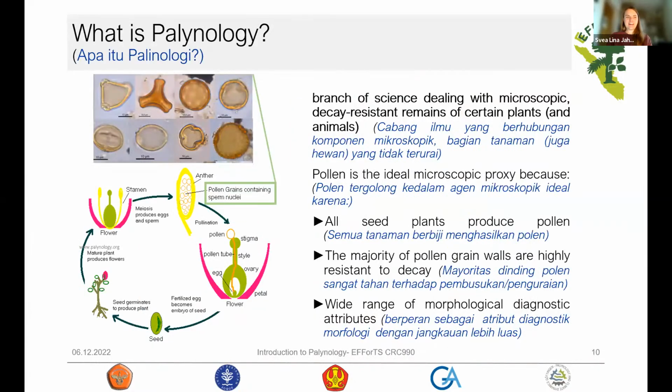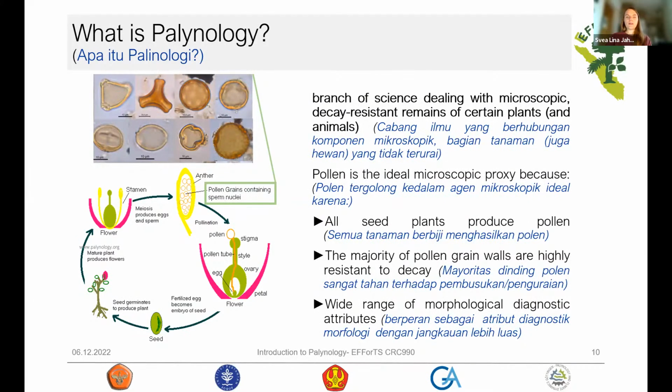Okay, yeah. So let's get back to actual palynology. So what is palynology actually? First of all, maybe this word is quite new to you. So I will discuss this a bit. It's a branch of science dealing with microscopic and decay-resistant remains of certain plants, as well as sometimes even animals.